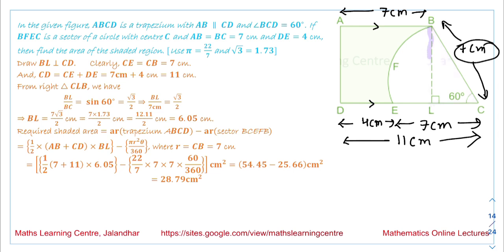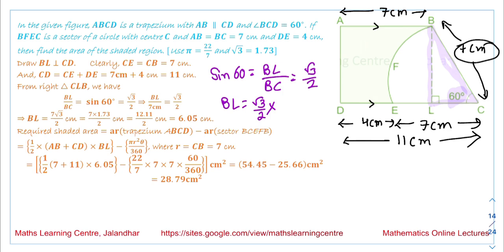Now if we look at this triangle BLC, the angle over here is 60 degree. So if we write the value of sine 60, we will get BL over BC, and the value of sine 60 is root 3 by 2. So we get the value of BL is equal to root 3 by 2 into BC, that is equal to root 3 by 2 into 7. And on solving this, we will get the answer as 6.05 centimeter. This is the length BL that we have.